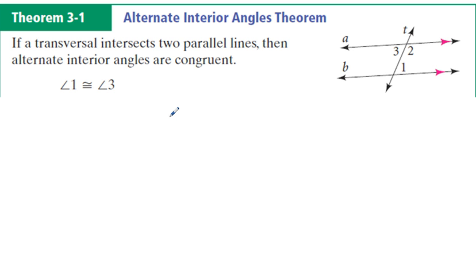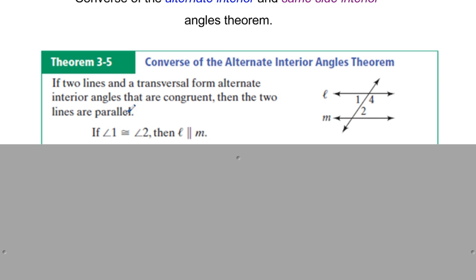Let's remind ourselves of another theorem having to do with parallel lines cut by a transversal, theorem 3-1. If a transversal intersects two parallel lines, then the alternate interior angles are congruent. In other words, if lines A and B are parallel, then angles 1 and 3 are congruent to each other. What is the converse of this? The converse is if two lines and a transversal form alternate interior angles that are congruent, then the two lines are parallel. In other words, if this transversal creates alternate interior angles, angle 1 and angle 2, that are congruent, then line L must be parallel to line M.